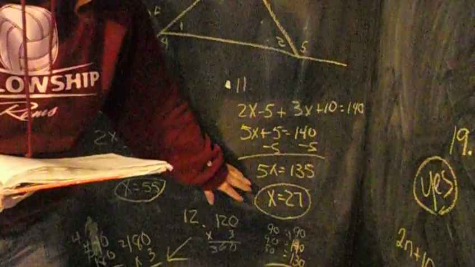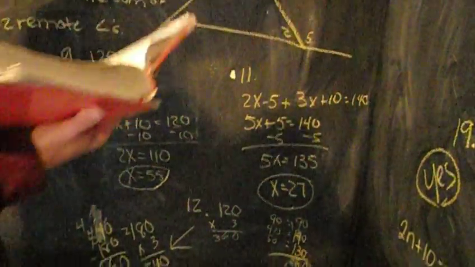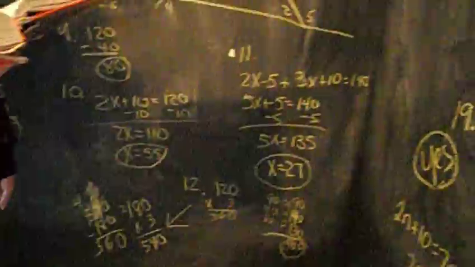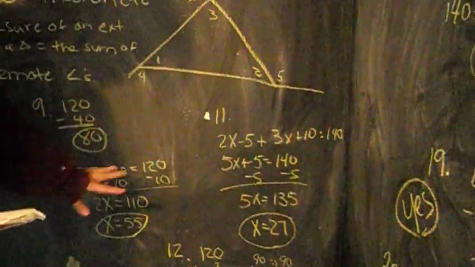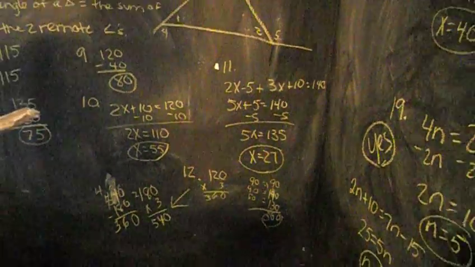You love algebra, we get x equals 27. And number 12, the measure of angle 4 plus the measure of angle 5 plus the measure of angle 6 equals 360. I wanted to show you how I did this.